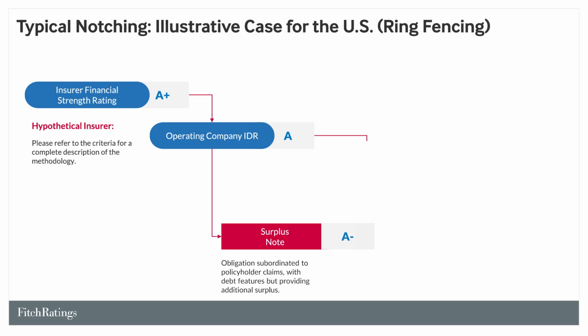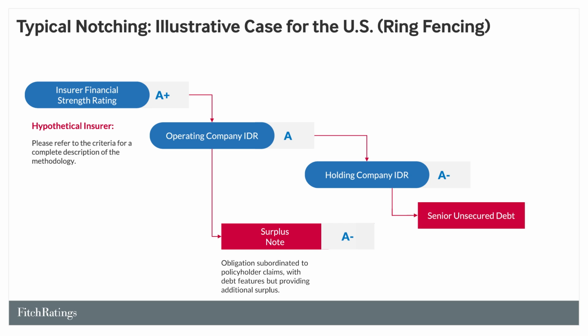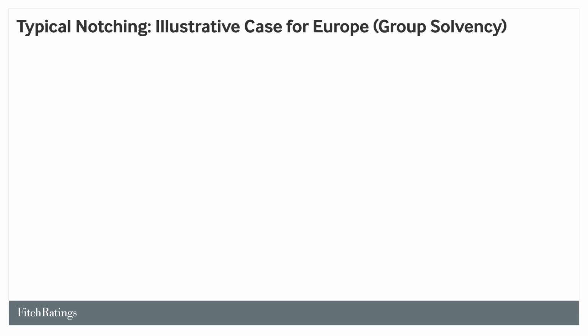The holding company IDR is typically one notch lower than the operating company IDR at A- in this example. Senior unsecured debt issued by the holding company is typically notched down by one from the issuer's IDR. Hence, an A+ IFS rating would typically result in a BBB+ senior unsecured rating. Preferred debt issued by the holding company is typically rated two notches below the senior unsecured, leading to a BBB- rating.